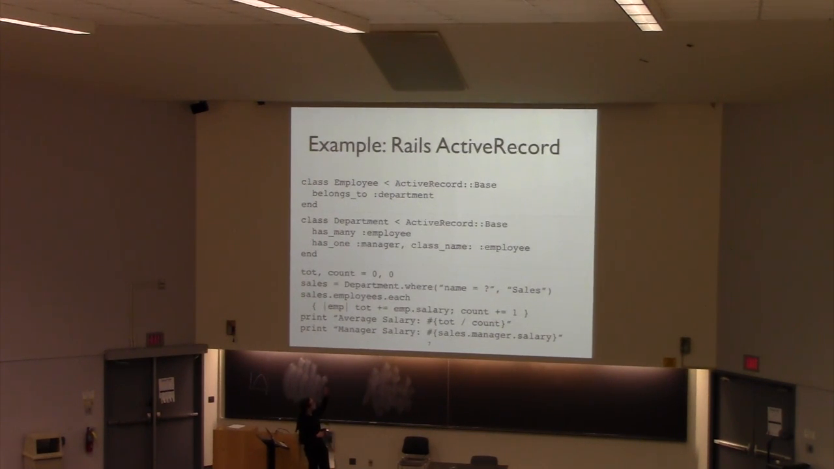There are two different class definitions up top with annotations on them. Each class defines an object that belongs to this active record, a subclass of this active record class.